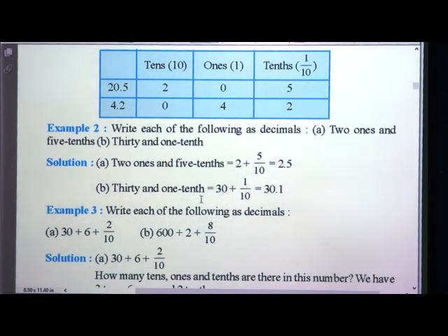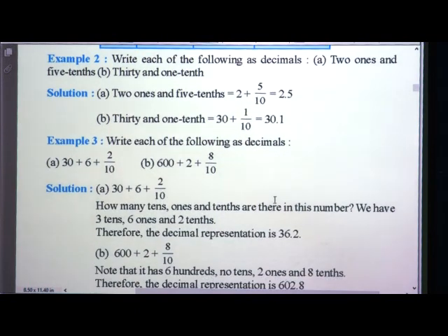30 and 1 tenth. Okay. So, 30, we have written 30 here, plus 1 tenth. 1 tenth is 1 by 10, that is 0.1. 30 plus 0.1 is 30.1. Okay.